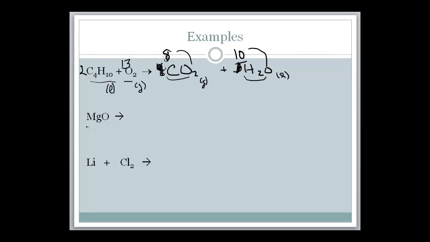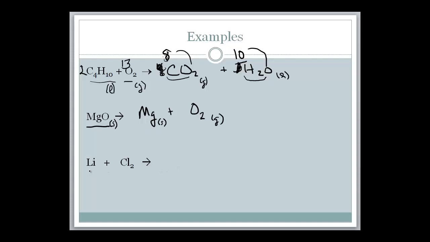Okay, the next one, we've got 1 reactant. So that has to be a decomposition. So we're going to break it up into its parts, magnesium and oxygen. But now remember, oxygen is a diatomic, so we write it as a diatomic. Magnesium oxide is a solid, magnesium is a solid, and oxygen is a gas.